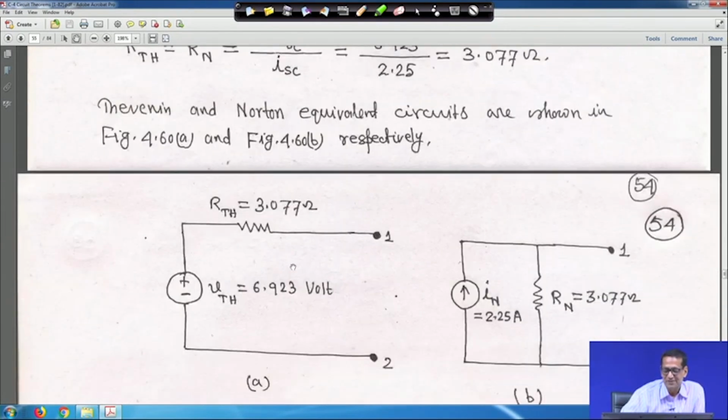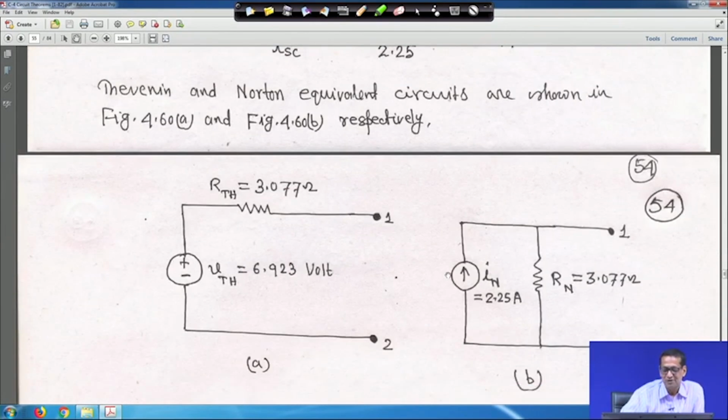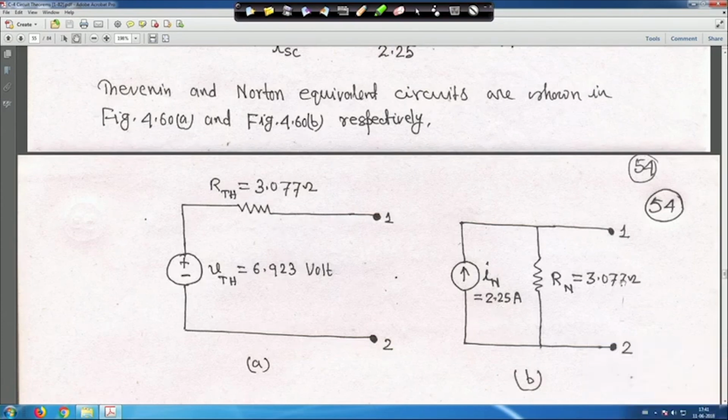So, this is the Thevenin equivalent, right, and this is the Norton equivalent. That means, if you divide V Thevenin by R Thevenin, you will get I Norton, that is 2.25 ampere, and R N is equal to 3.007 ohm. This is in parallel, and I Norton is equal to V Thevenin by R Thevenin. I hope you have understood this. So, basically it is Thevenin's Norton's transformation or Norton Thevenin's transformation, right, source transformation.